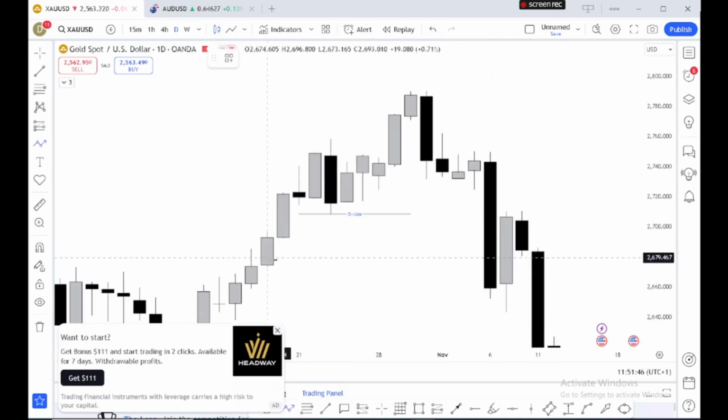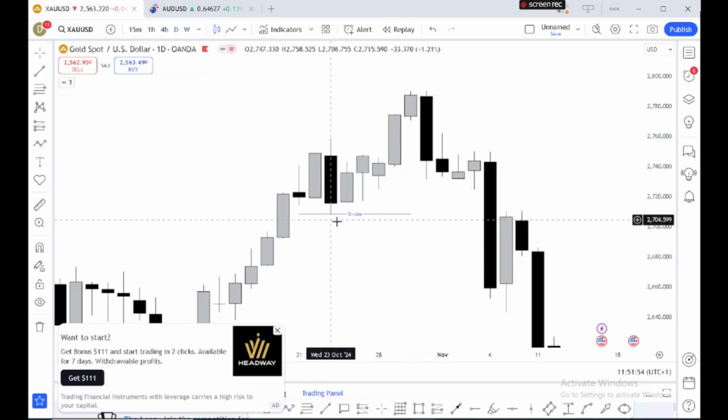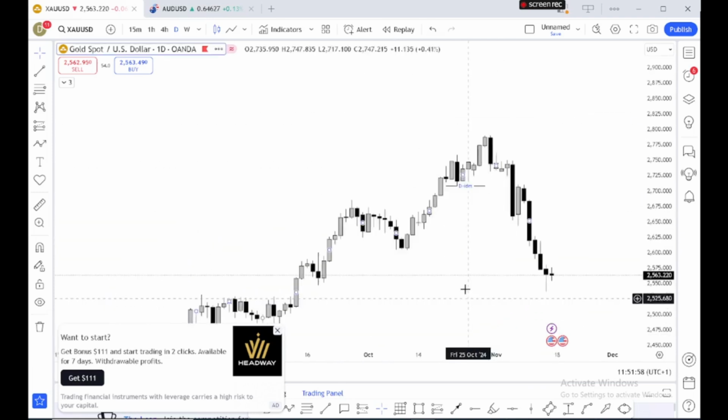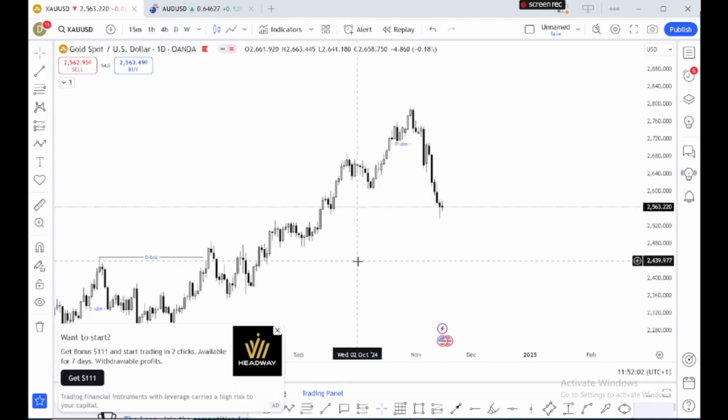We have this push and market pullback, then continue. So that's why I marked this level as my inducement. So in this case, if we have inducement here, what next are we looking for?